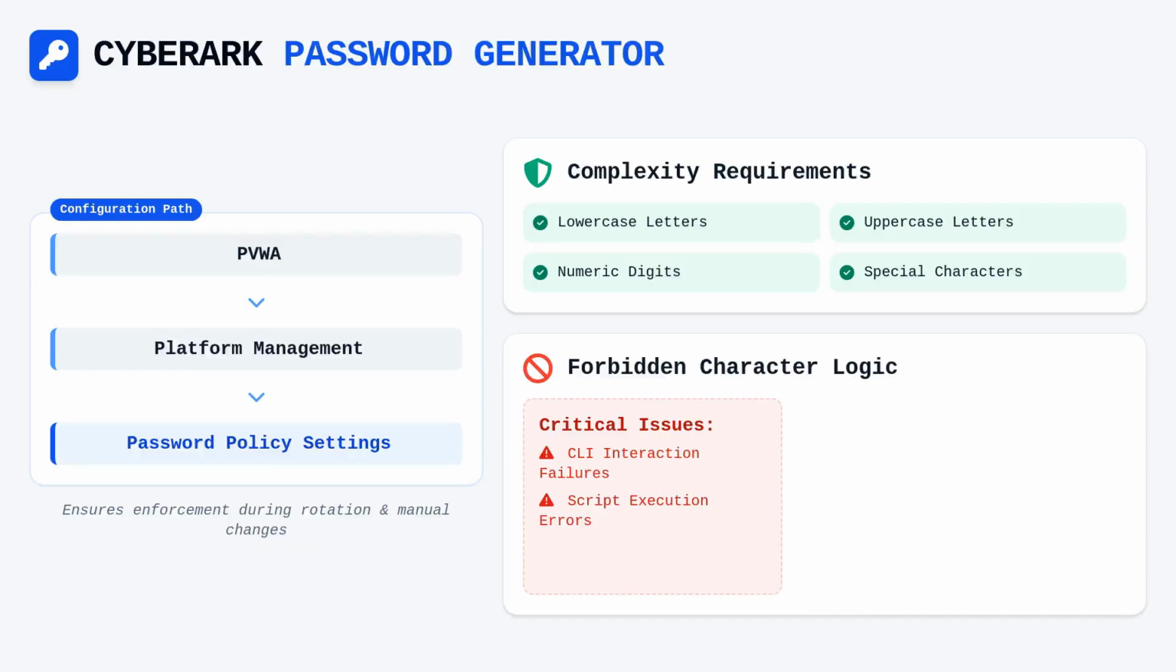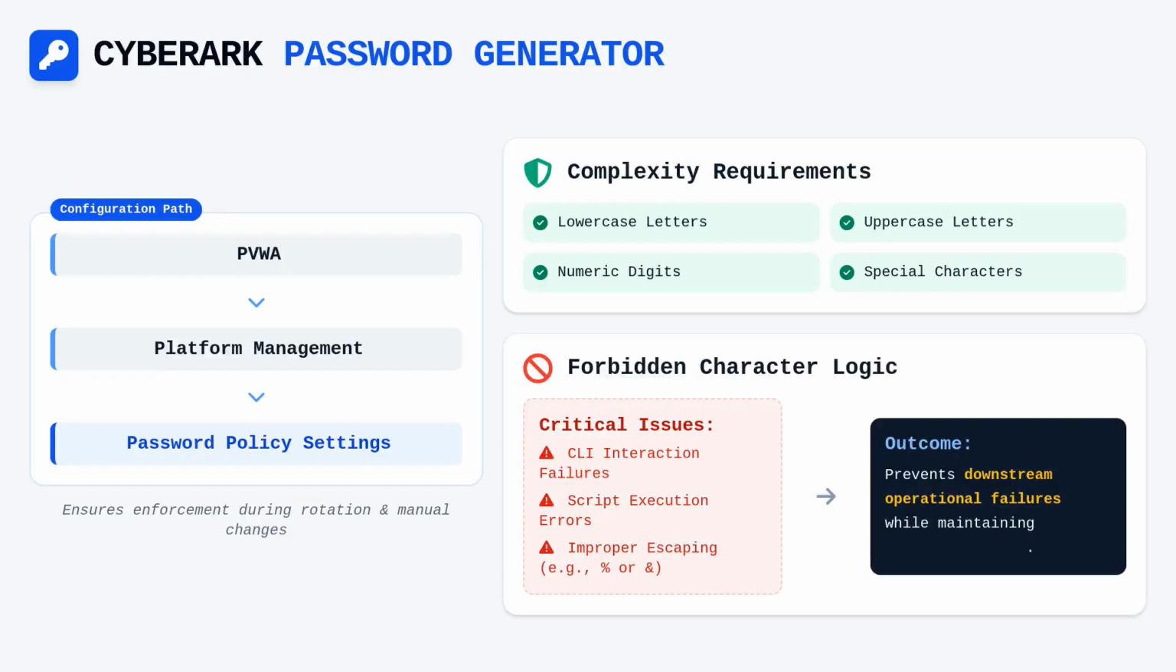For instance, while a system might technically accept almost any ASCII character, including a % or an ampersand in a password can cause scripts to fail or escape improperly during an automated sign-in process. By carefully curating forbidden character lists, you prevent these downstream operational failures while maintaining the security posture your organization demands.